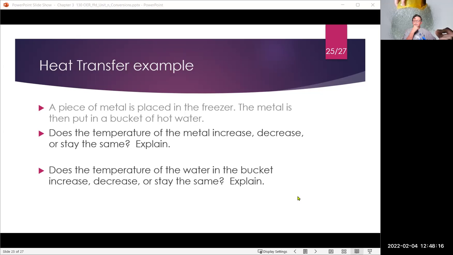What happens to the temperature of the metal? What do you guys think? Does it stay the same? Does it increase, or any change at all? It increases, exactly. Okay, because it's taking the energy from the hot water and it is being transferred to the metal.